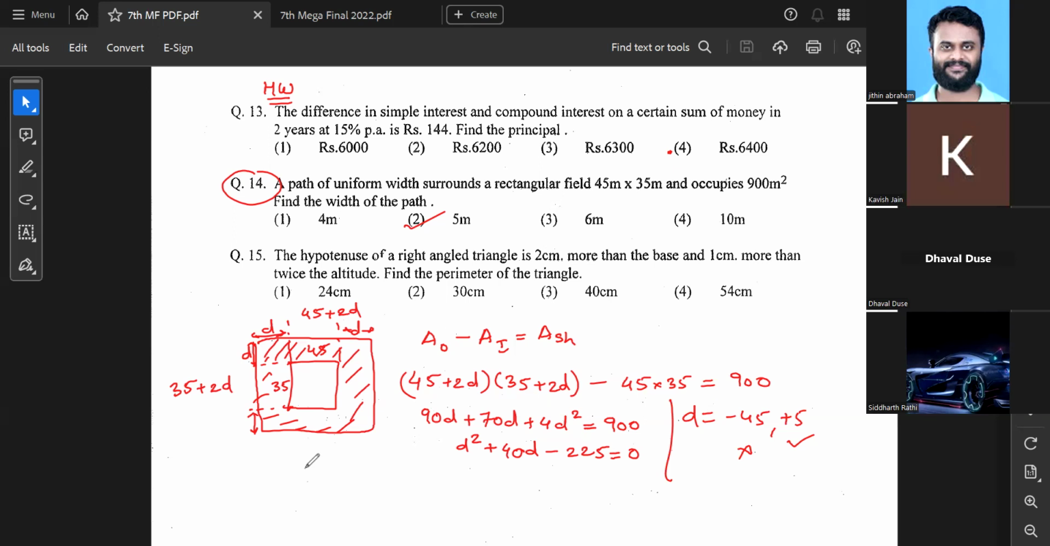So where did this 90D plus 70D come from? Sure, I'll explain. 90D plus 70D: 45 into 2 is 90, and 35 into 2 is 70. Okay, sir, I understood. Thank you, sir.